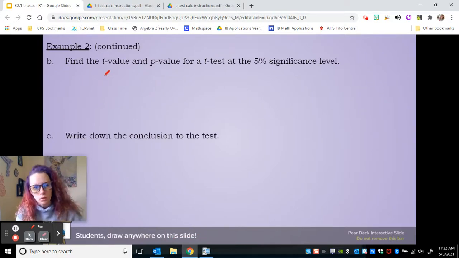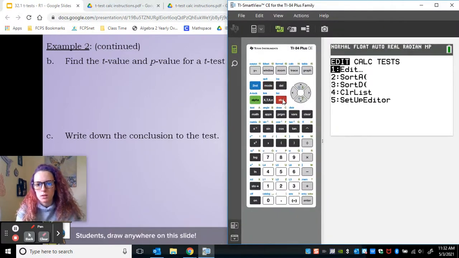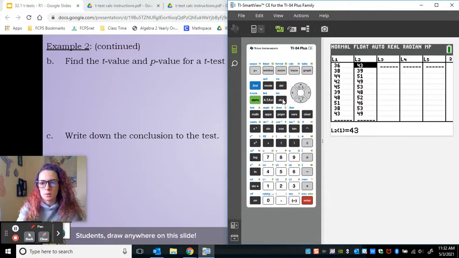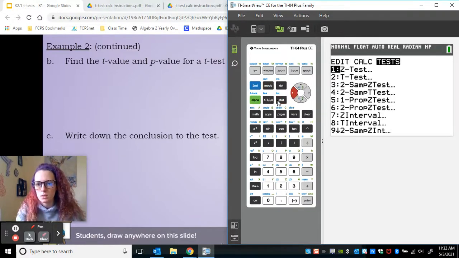Example 2 continued. We're again asked to find the t-value and the p-value for a t-test at the 5% significance level. So again, I'll go to my calculator. In stat edit, into my list, I already have all my information. I put my original fuel in L1 and the new fuel in L2. So now I can run my t-test. Going to stat, test, to sample t-test.